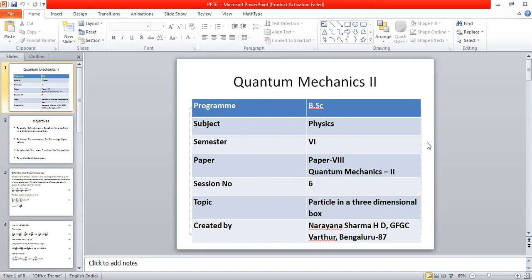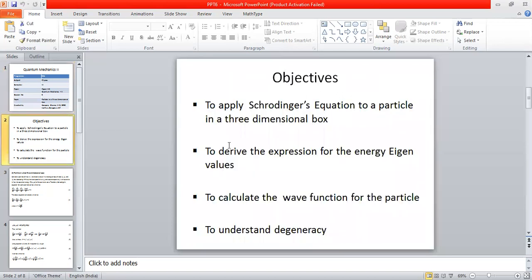In this session, I would like to discuss the second application of Schrödinger's time independent equation, and that one is a particle in a three-dimensional box. We have already discussed a particle in a one-dimensional box. Actually, here we are extending our idea to a particle in a three-dimensional box.